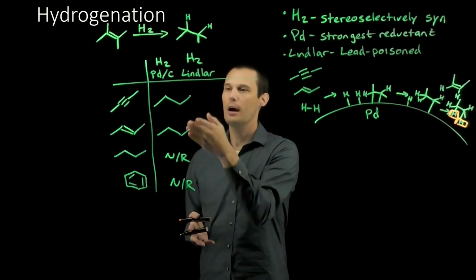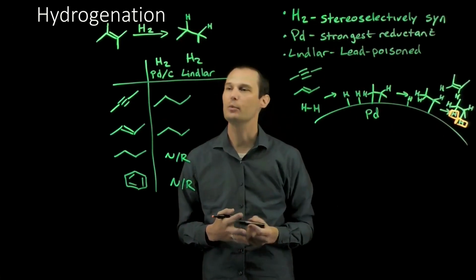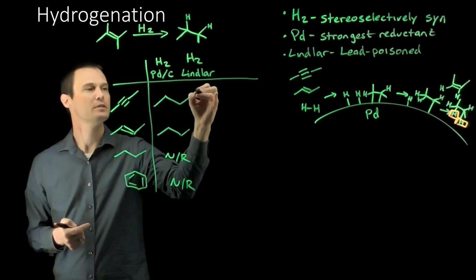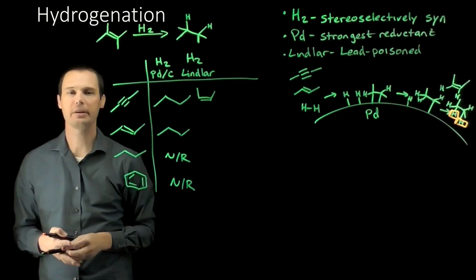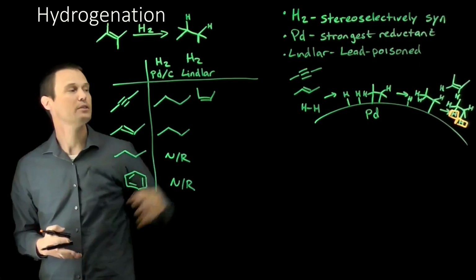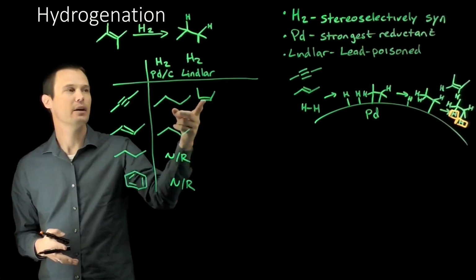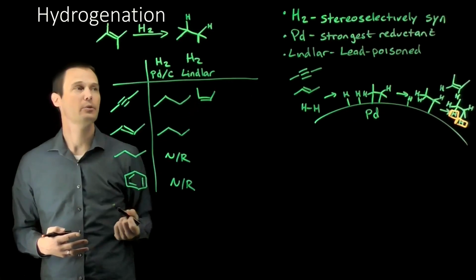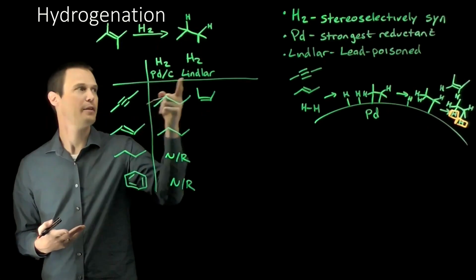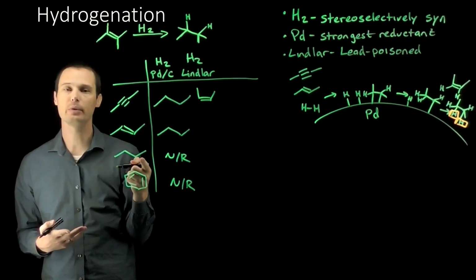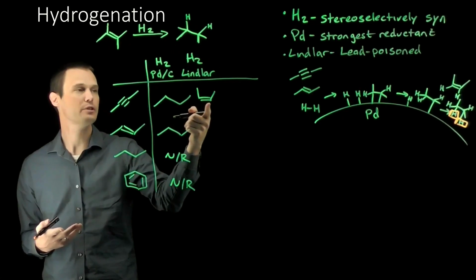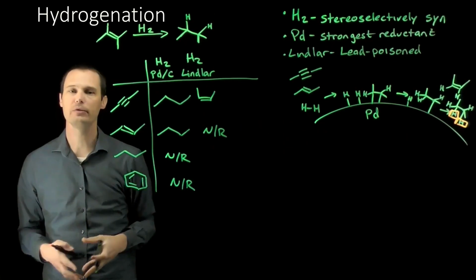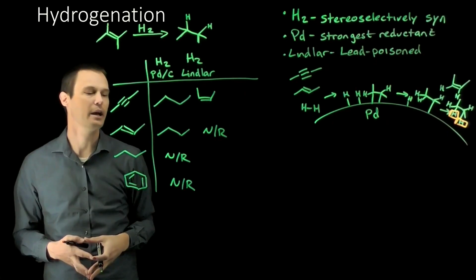So we can solve this problem by using a poisoned catalyst that's weaker, and instead of reducing an alkyne to an alkane, it reduces an alkyne to a cis alkene. It is still palladium based, so it is still stereoselectively syn, and so we reduce an alkyne to a cis alkene. When we start with an alkene starting material and we react with H2 and Lindlar, the fact that it's a poisoned catalyst makes it a weaker reductant, and it is not able to reduce the alkene. So we have no reaction for Lindlar's catalyst with an alkene starting material.